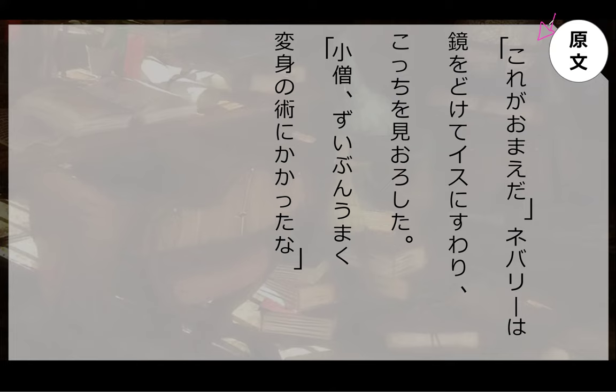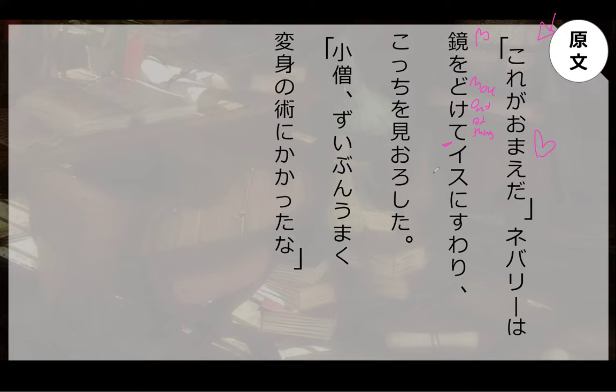So let's go read the line from the Genbun, the book. Kore ga omae da, this is you. Nebari wa kagami o dokete. We say that dokete just now was to move out of the way. Nebari wa kagami o dokete, he moved the mirror away, and isu ni suwari, sat down on the chair.